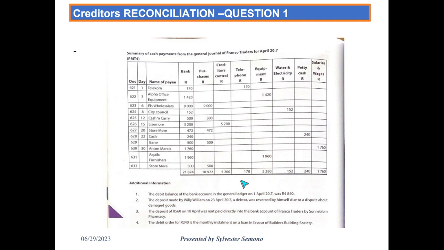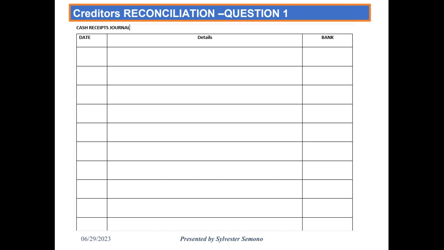From our past experience, what was the first thing that we always have to start with? We have to analyze the transactions. Yes, we analyze. And then when we record, what is the first thing that we record? Our cash receipts journal and cash payments journal. So what is the first thing that I'm going to record here?